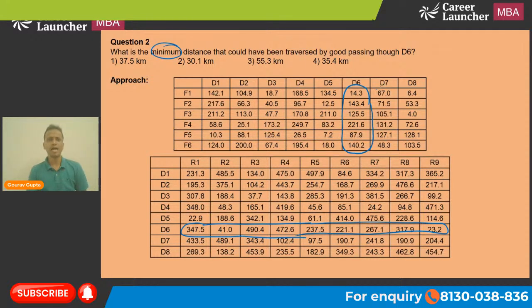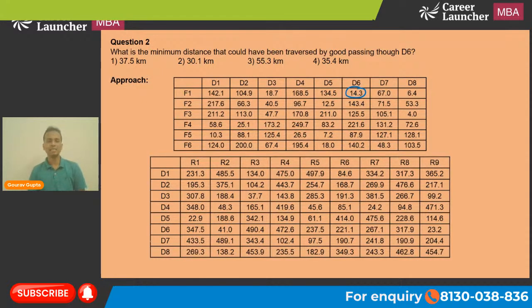So again, start from factory 1, 14.3, and go to R1. So 14.3 plus 347, 14.3 plus 41, 14.3 plus 490, and so on. Since the factory is not fixed, the retailer is not fixed, what we will do is select the minimum distance. We will select the minimum distance against D6 from table number 1. I am not bothered about the factory. So the minimum distance in table number 1 against D6 is 14.3.